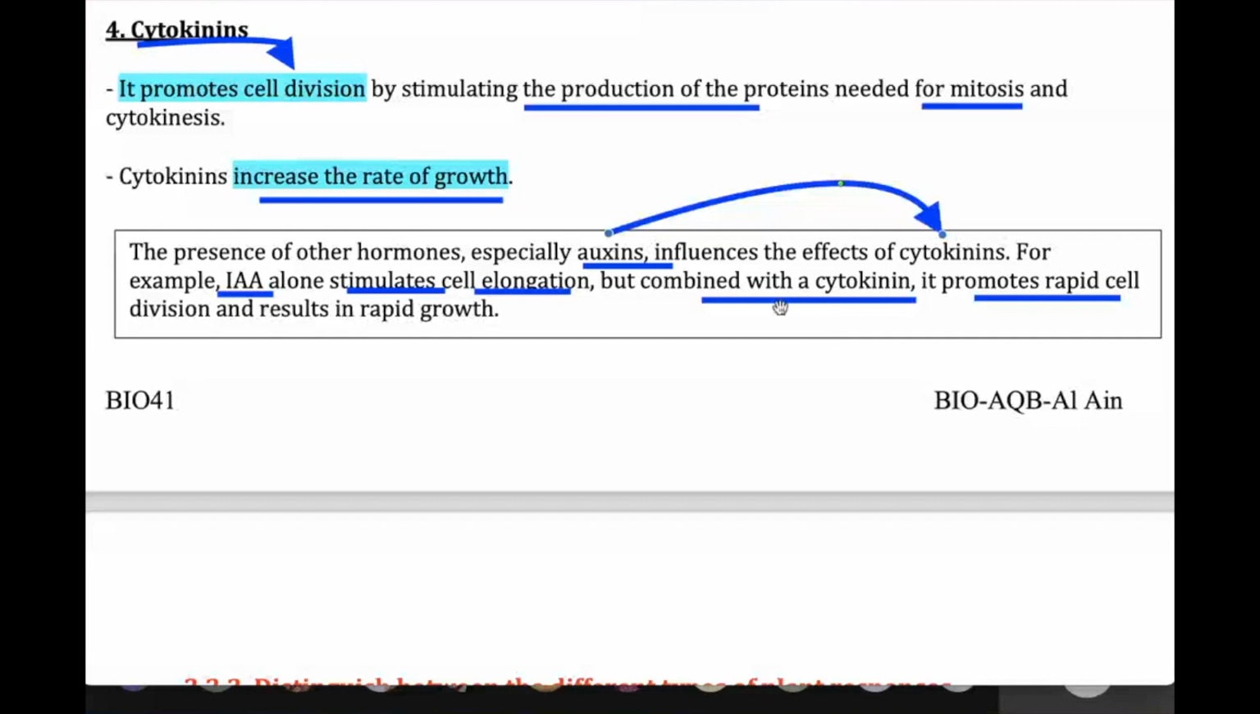Again, let me repeat it. If auxin is alone, it will cause cell elongation. It will make the cells divide and produce new cells, but maybe at a slower rate. If you take the same auxin and mix it with cytokinin, now the process will speed up, like an enzyme. So now you will have rapid cell division and rapid growth.